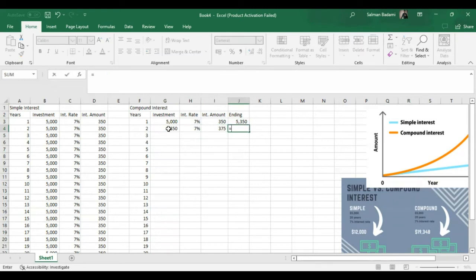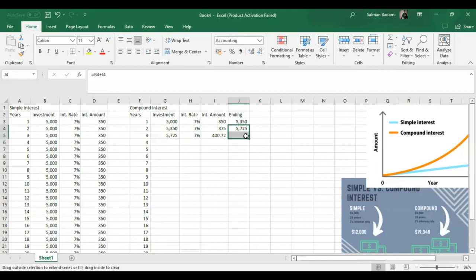Now let's club both, and we get the total amount at the end of year two, which is 5,725. For the third year, again, we will be using year two's ending balance and applying the same 7% interest rate, and we will be calculating our interest amount.